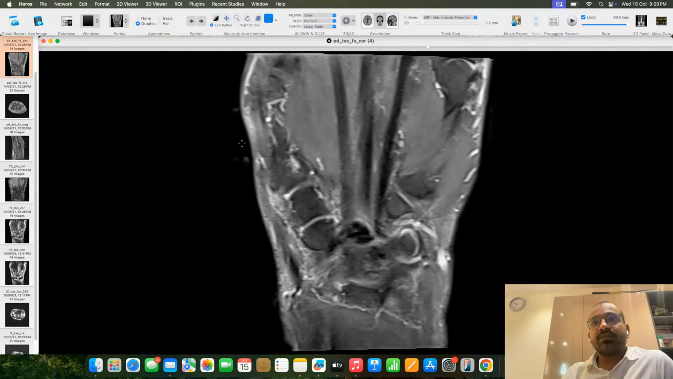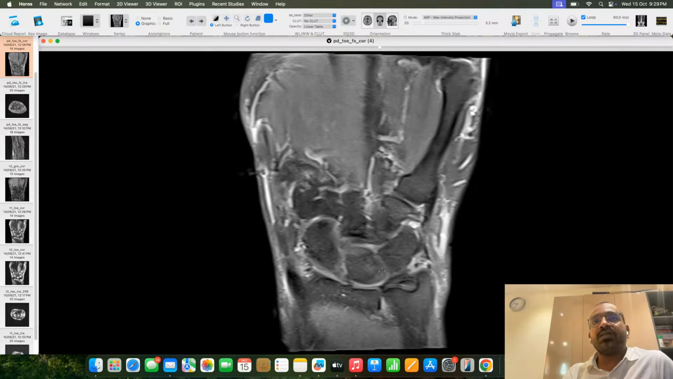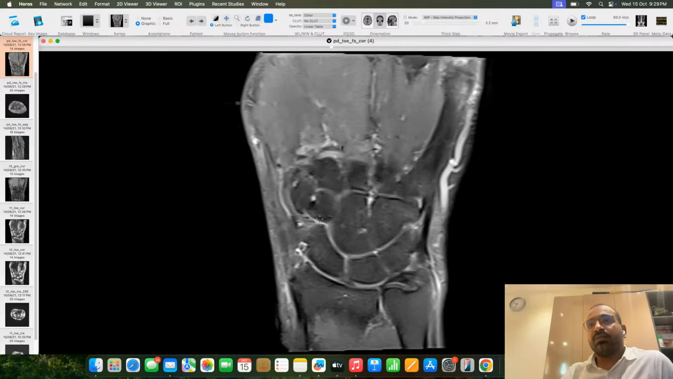Any other things we are seeing? There is a minimal amount of fluid seen in the radiocarpal, ulnocarpal, and intercarpal joints. Okay. There is mild hyperintense signal noted in the foveal and styloid attachment. This is a styloid attachment. This is a foveal attachment of the TFCC, and a mild edematous meniscus homolog.